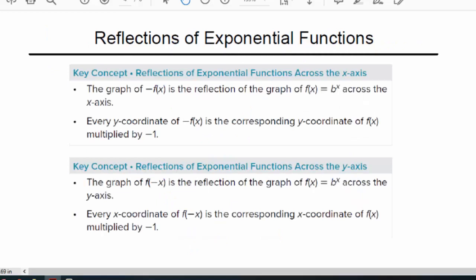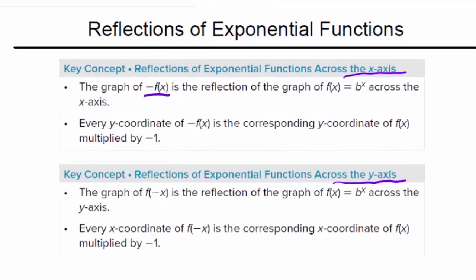Okay, so here we have reflections of exponential functions. We've got two types again. We've got reflections across the x-axis, which are vertical, and reflections across the y-axis, which are horizontal. So the graph of negative f of x, so f of x has been calculated and then we times by a negative. What that is going to change is the y-coordinate is going to become the opposite. So every y-coordinate is going to be multiplied by negative.